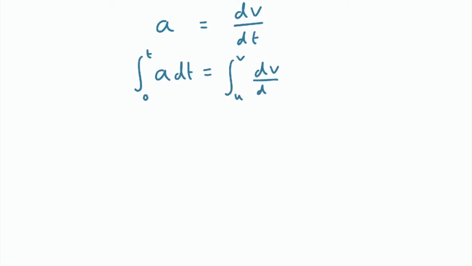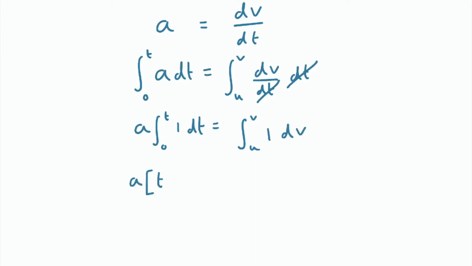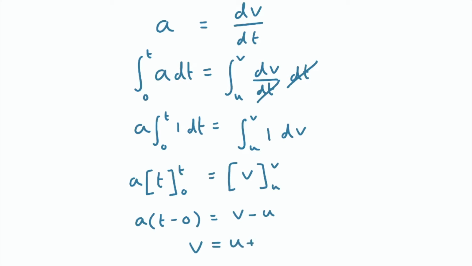So we can also derive the equations of motion using calculus. First, we can start with our definition of acceleration, which is the derivative of velocity with respect to time. Then we can integrate both sides with respect to time. Since acceleration is a constant, we can take this out, and the left-hand side will have limits of time t and 0, and the right-hand side will have limits of the final and initial velocities. Following this through, we get v equals u plus at, which is our first equation of motion.